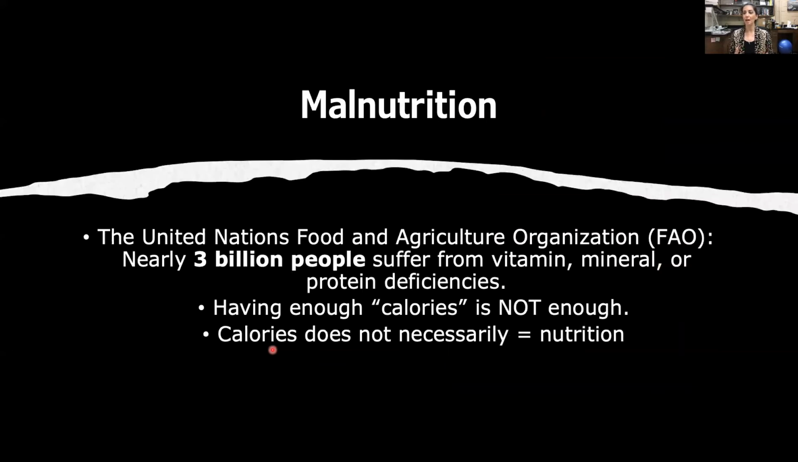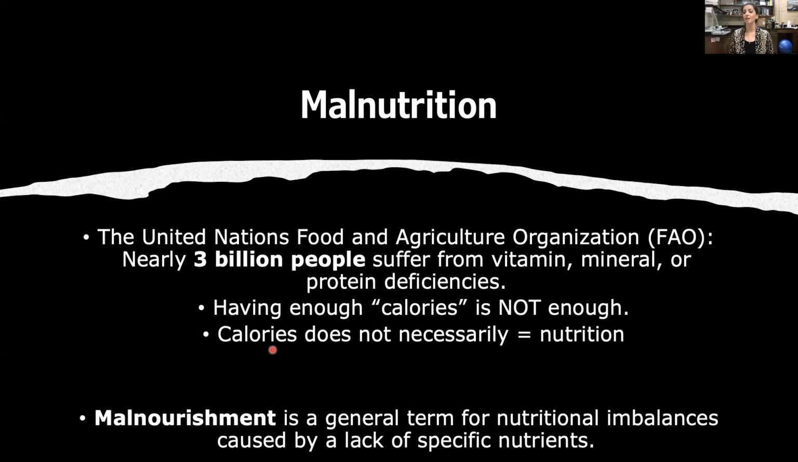The subject of malnutrition is a serious one because the United Nations Food and Agriculture Organization estimates that nearly 3 billion people suffer from vitamin, mineral, or protein deficiencies. And that's because just consuming calories is not enough. Those calories that you choose to consume have to contain those key nutrients that we need to grow big and strong. And so calories does not necessarily mean nutrition. In fact, you can be obese and malnourished at the same time. So malnourishment is a general term for nutritional imbalances caused by lack of specific nutrients.